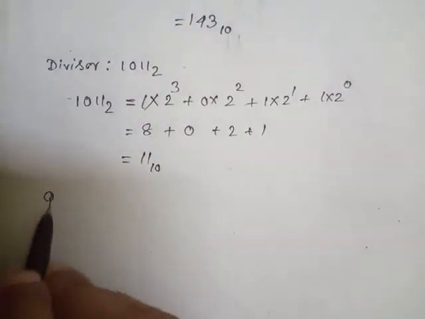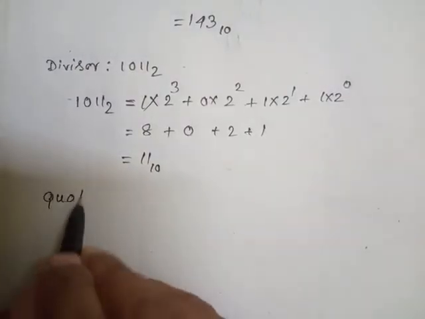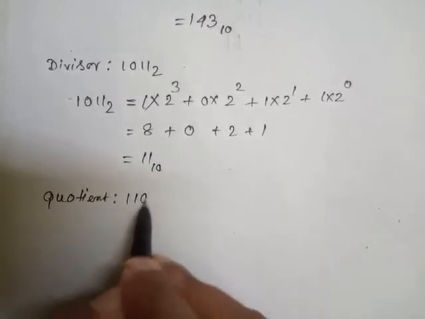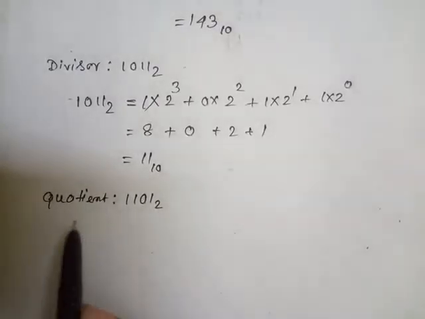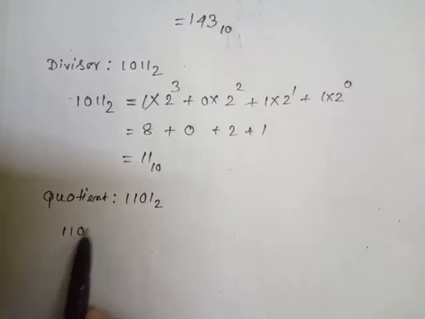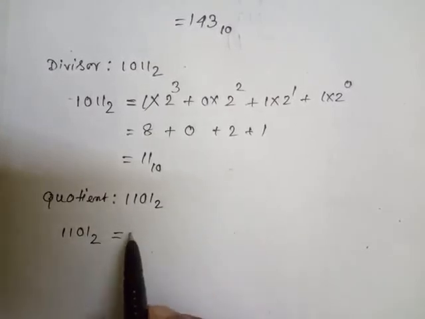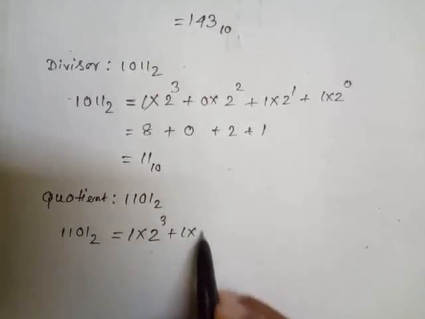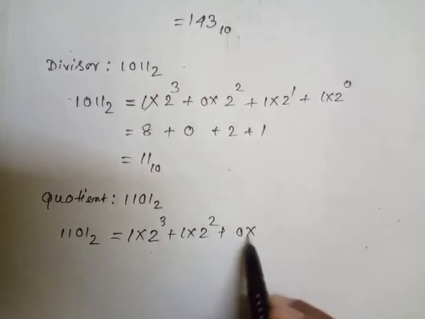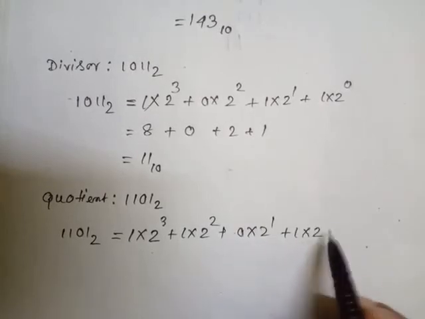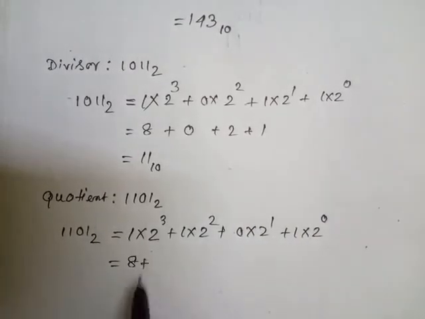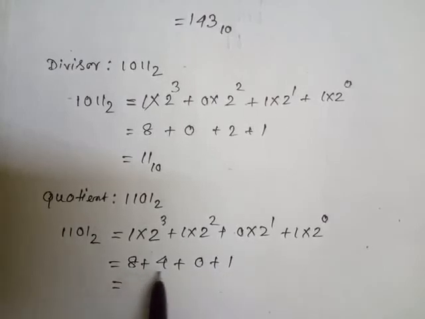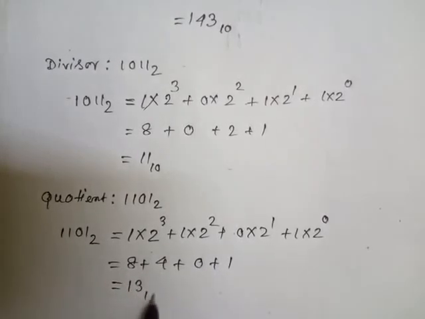Next one, quotient. So quotient is 1101 base 2. Now we'll have to convert the quotient again, 1101 base 2. So 1 into 2 cube, then 1 into 2 square, then 0 into 2 to the power 1, then 1 into 2 to the power 0. 2 cube is 8, 2 square is 4, there is 0 and 1. So 8 plus 4 is 12 plus 1 is 13 base 10.